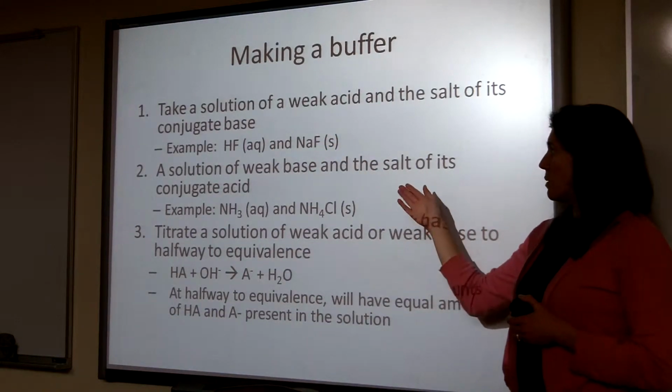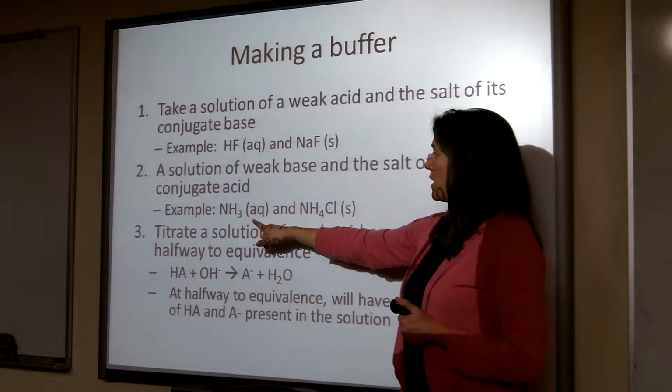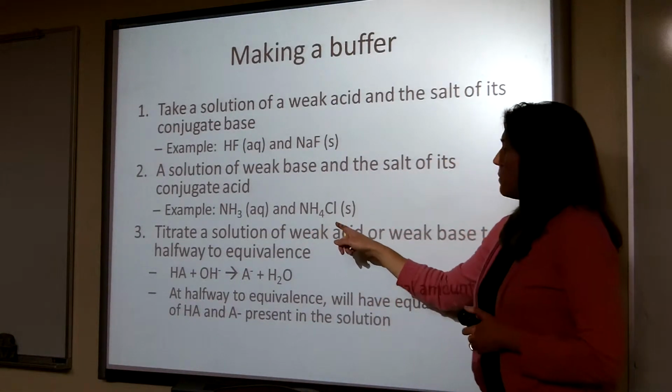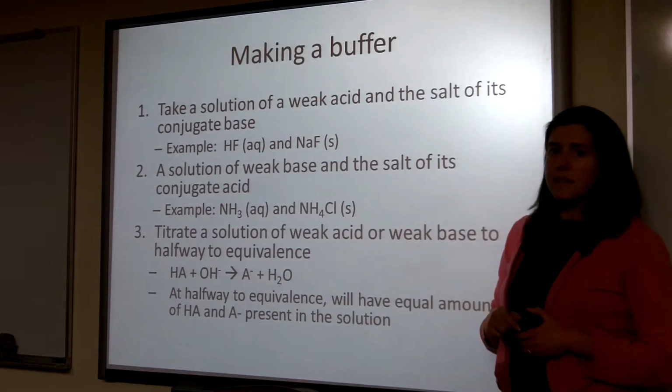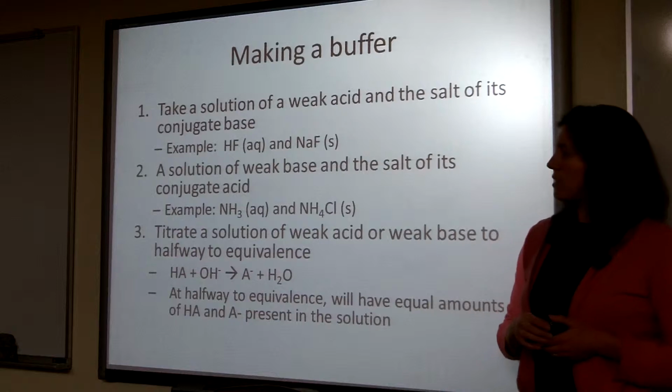You could take a solution of weak base and the salt of its conjugate acid. Some of you did this. So ammonia is a weak base. The ammonium ion is its conjugate acid. So you might take a solution of NH3 and add some solid ammonium chloride to it.